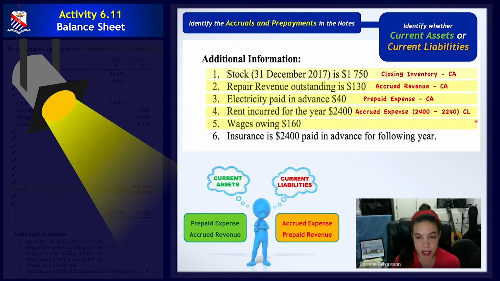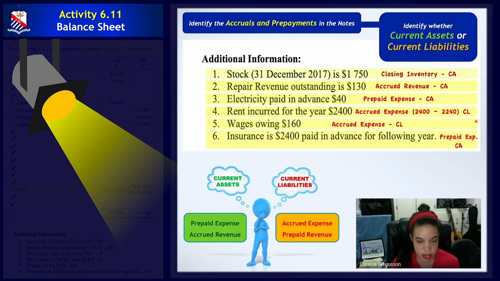Wages is an expense, so it's an accrued expense. An accrued expense, very easy, is a current liability. And the last one, insurance paid in advance. Paid in advance is a prepayment. Insurance is an expense. So you have a prepaid expense, and a prepaid expense is a current asset.